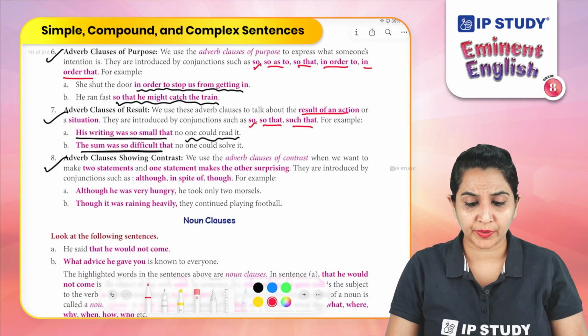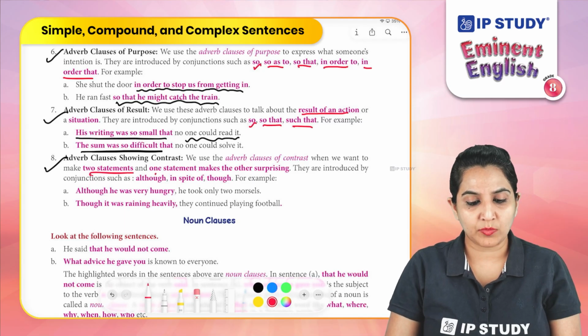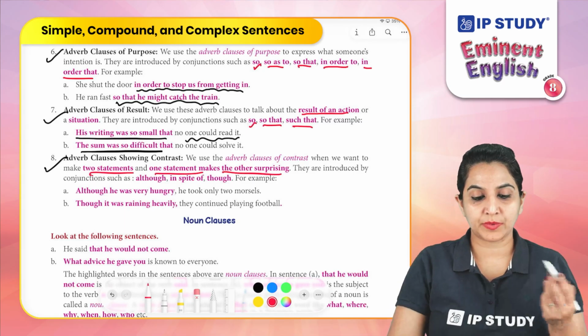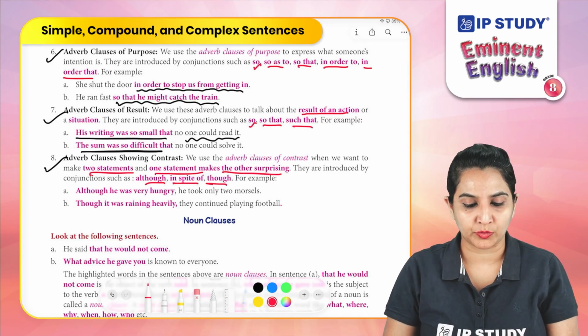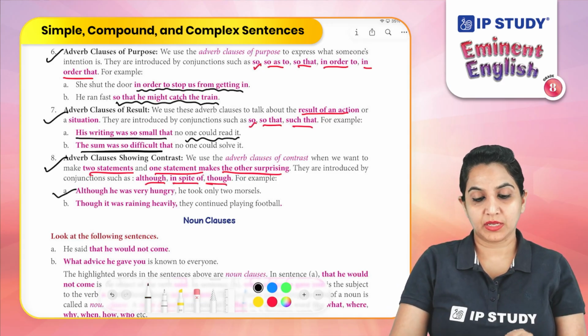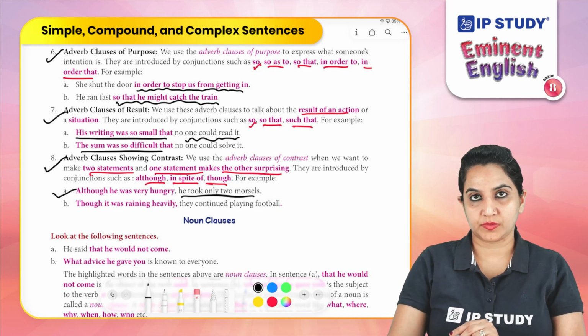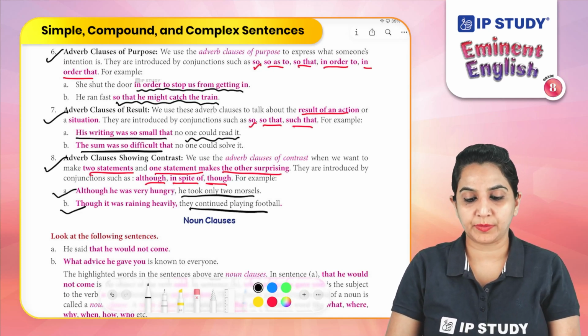Adverb clauses showing contrast, they tell us when two statements are given and one statement makes the other one surprising. And we use the conjunctions although, in spite of, though. For example, although he was very hungry, he took only 2 morsels. Though it was raining heavily, they continued playing football.